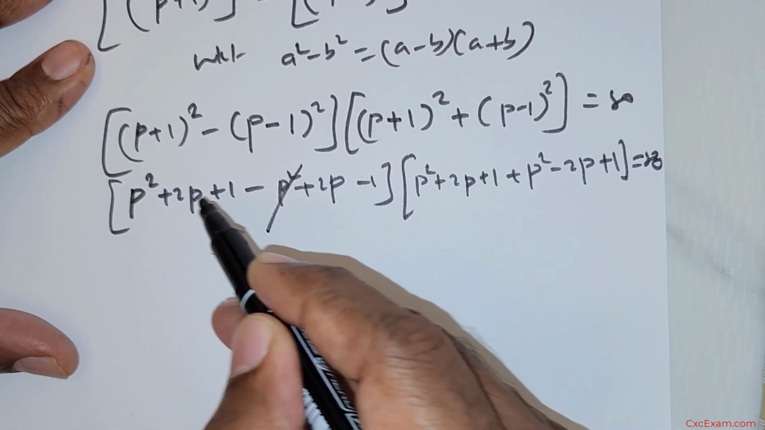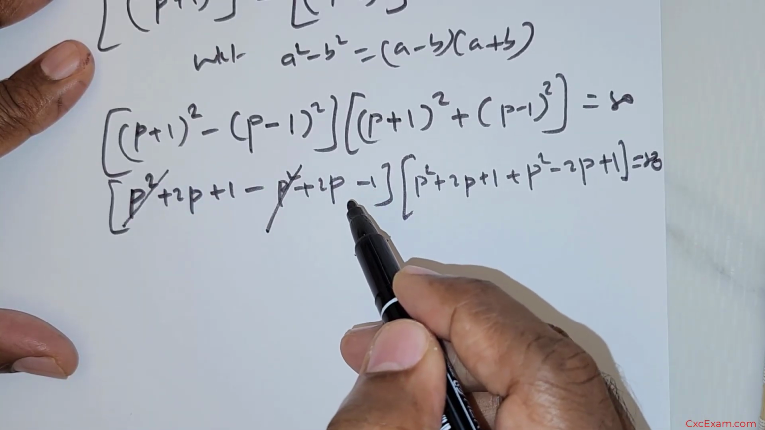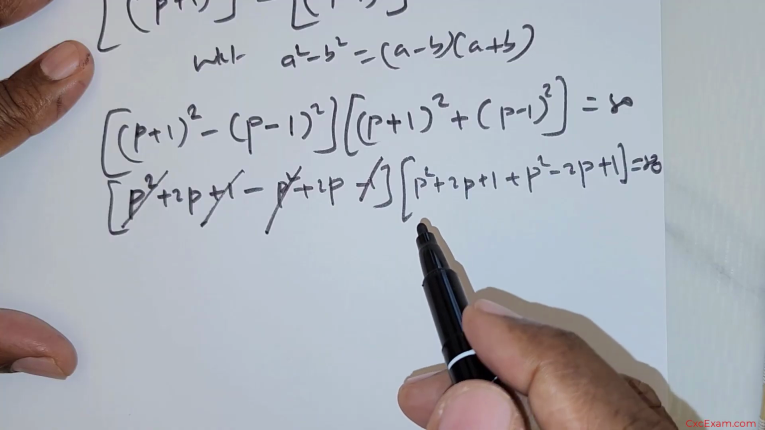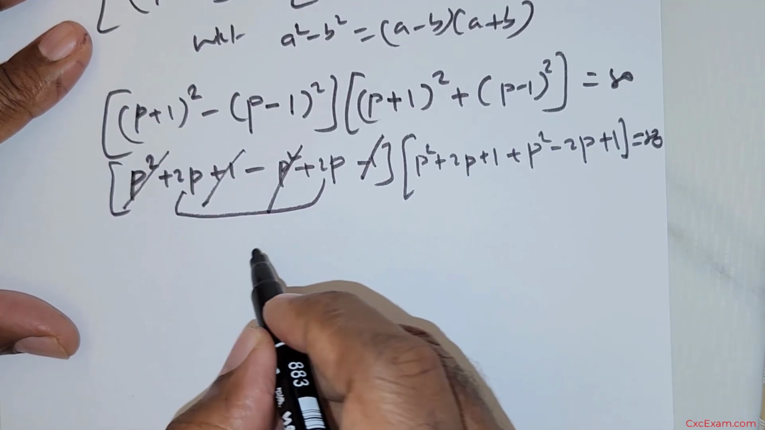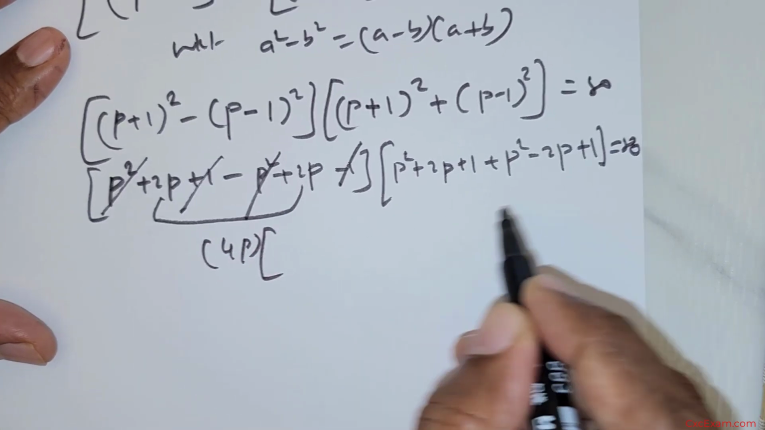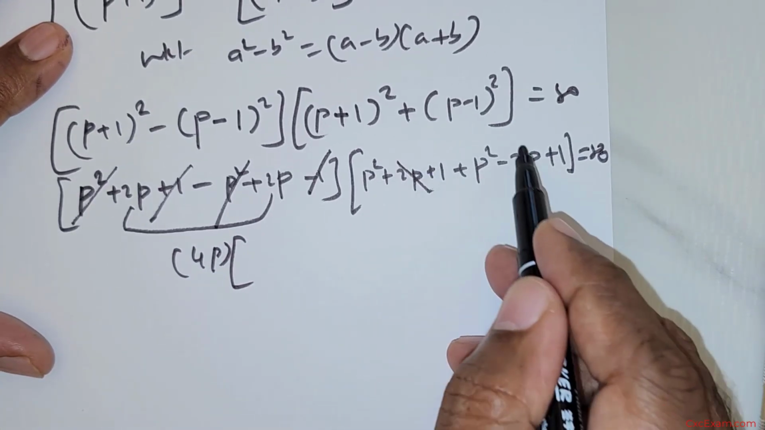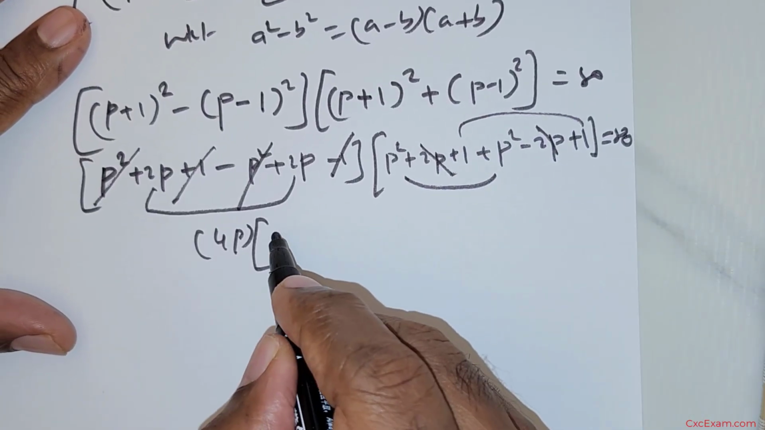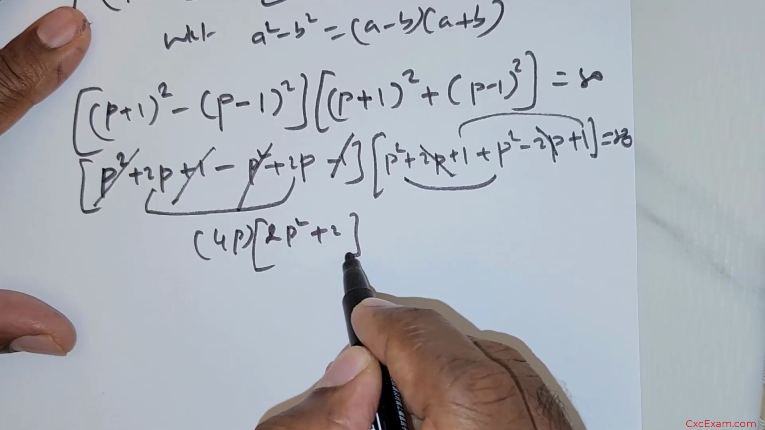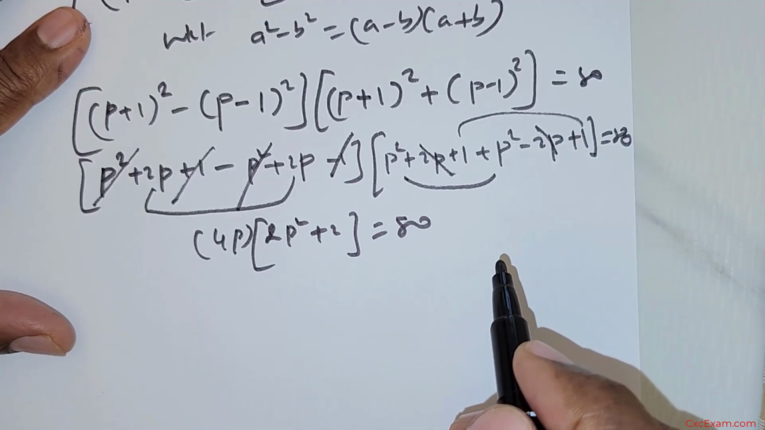Now - p squared + p squared goes off, + 1 - 1 goes off, and you are left with 2p added with 2p. That's going to be 4p there. Now + 2p - 2p goes off, you have 2p squared and 2 there. So this is 2p squared + 2 is equal to 80, right?